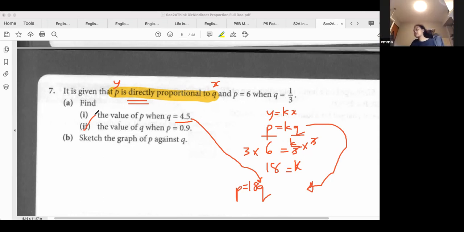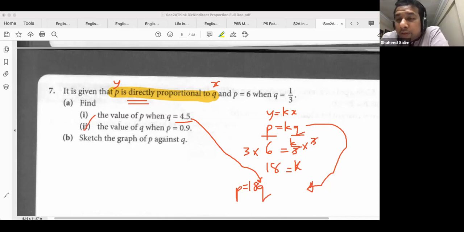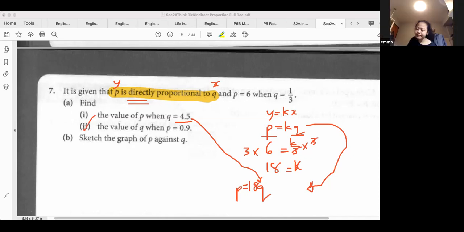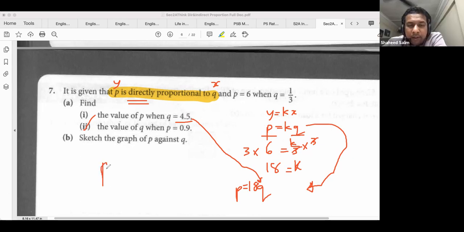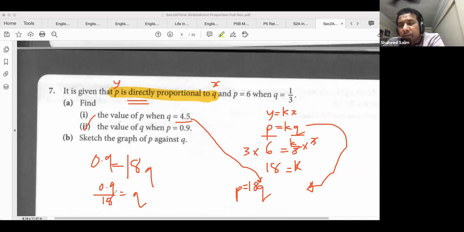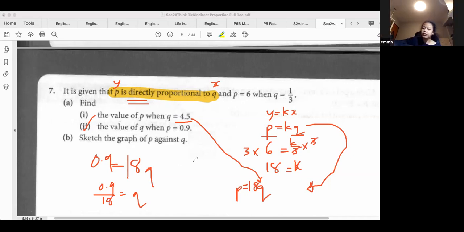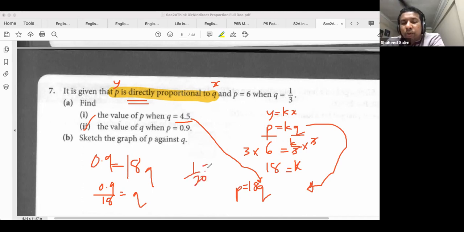20. 1 over 20 or 20? You try. Okay, I'm going to write this for you. P is equal to 18Q. Oh, we do not know what Q is, but we do know what P is. P is 0.9. So don't take 18 divided by 0.9. It's 0.9 divided by 18. What do you get? 1 over 20, or this is also known as 0.05.